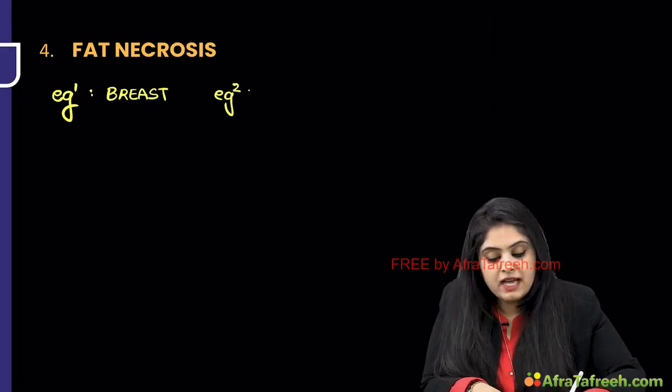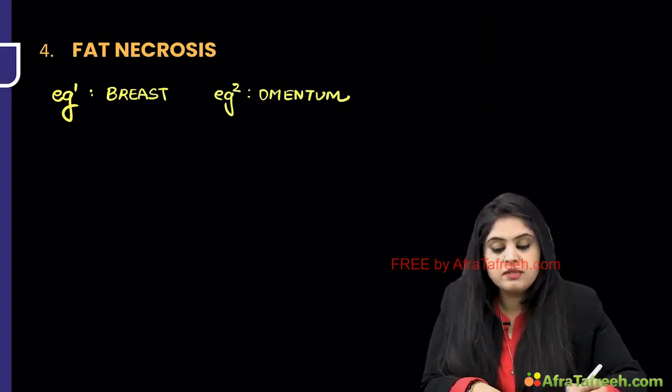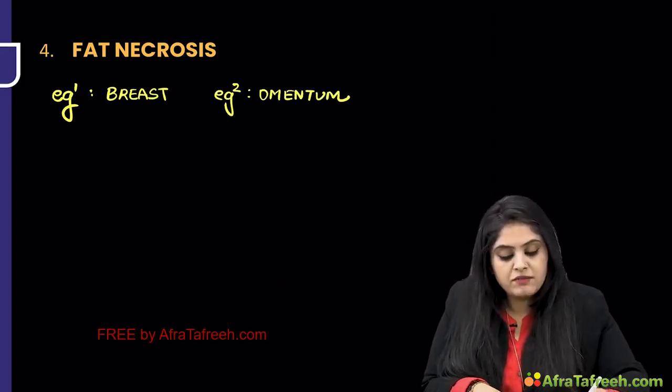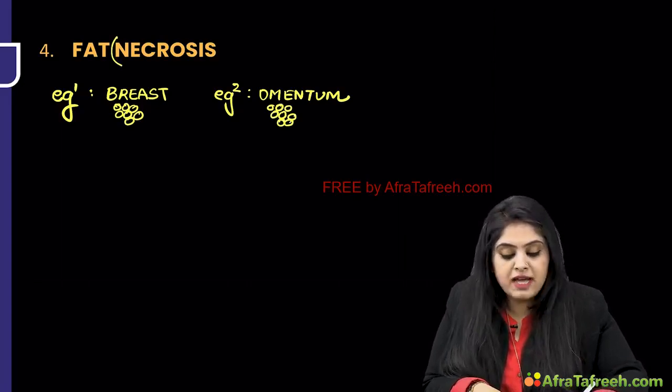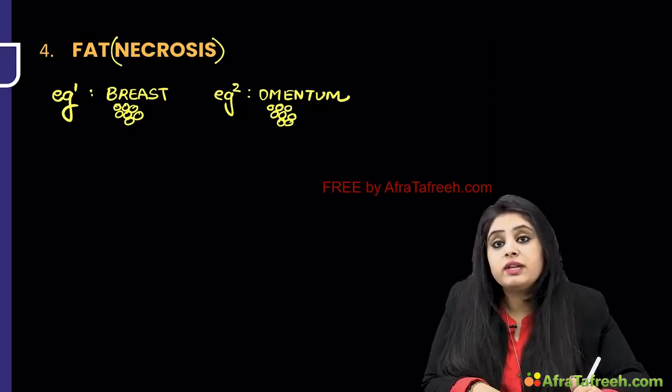Example number two that we have, omentum, the omentum around the GI organs, omentum in the abdomen, that also has a lot of fat. I've written it in yellow so that we have a lot of yellow color fat in the breast. We have a lot of yellow color fat in the omentum. But here I'm not talking about fat, I'm talking about the breakdown of fat. I'm talking about fat undergoing necrosis.